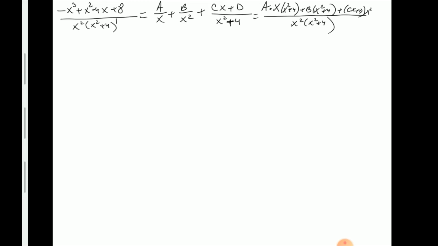All right, so let's start actually with the right-hand side, because maybe it's going to be easier to set up the system. So the numerator on the right-hand side, and let's do some algebra already, okay? So we have a x cubed. We just eliminate those parentheses. Ax cubed plus 4ax plus bx squared plus 4b plus cx cubed plus dx squared. These need to be identical, equal to minus x cubed plus x squared minus 4x plus 8.